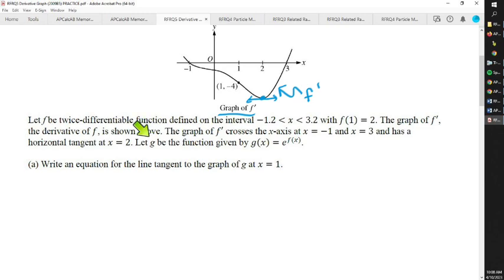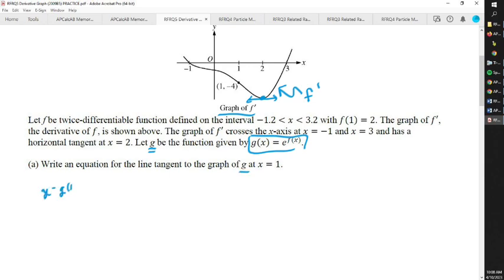Let g, look, a new function. Let g be the function given by this. g is e to the f of x. All right, first question. Write an equation for a line tangent to the graph of g at x equals 1. Okay, so we had f prime, f, and g. This one's talking about g. Make sure you note that it's talking about g.